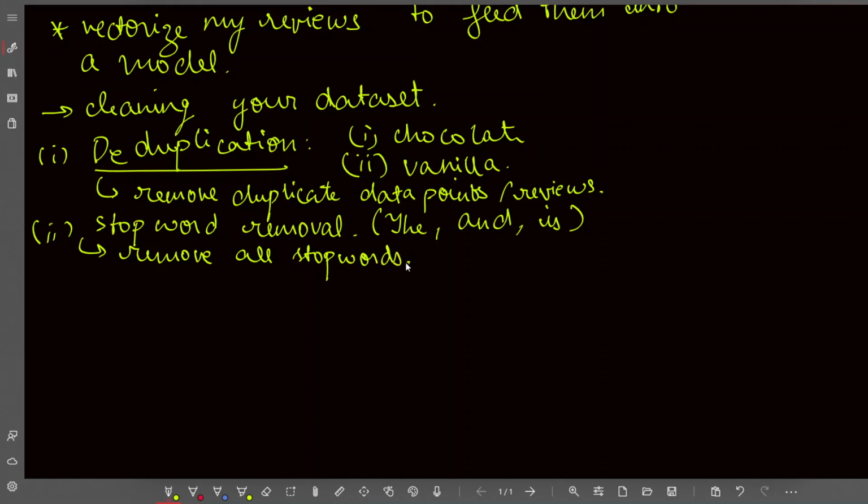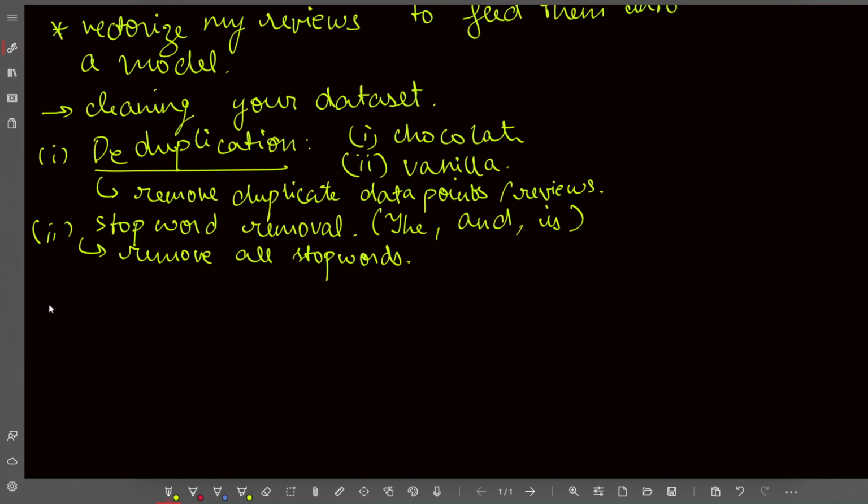Now, what the stop words are will depend on your problem. What words you want to remove will change a little bit from problem to problem. But generally, there's a very popular library in machine learning called NLTK. It has a built-in function that removes stop words automatically. So you have to do that.